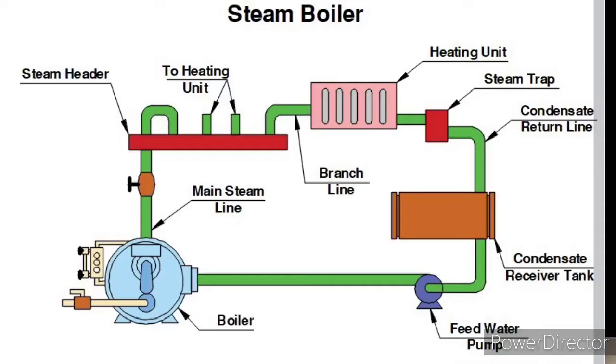What are the four components of steam power plant? The major components of these power plants are boiler, steam turbine, condenser, and water feed pump. Steam boiler. The boiler has the capacity to convert water into steam.